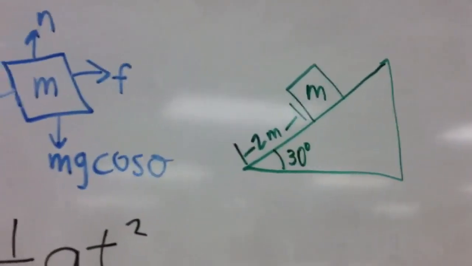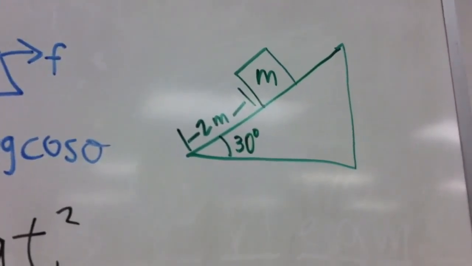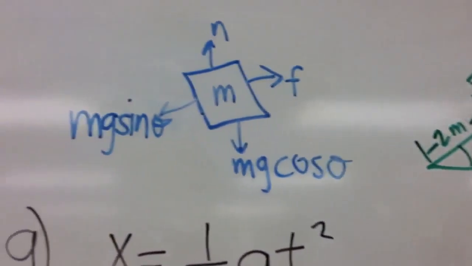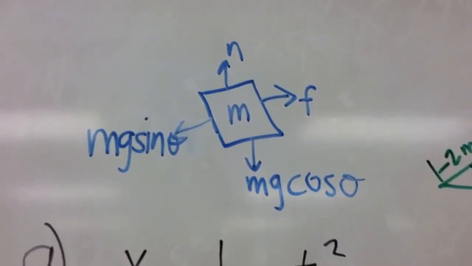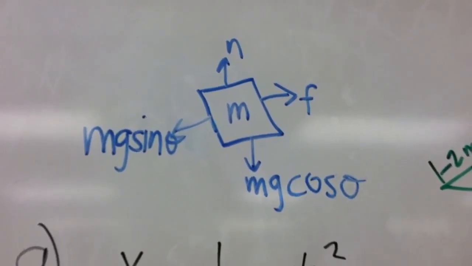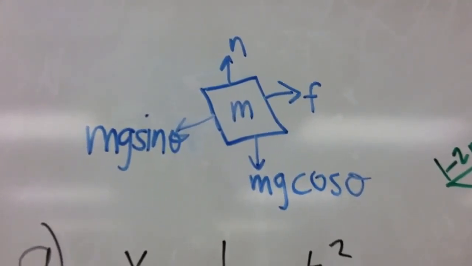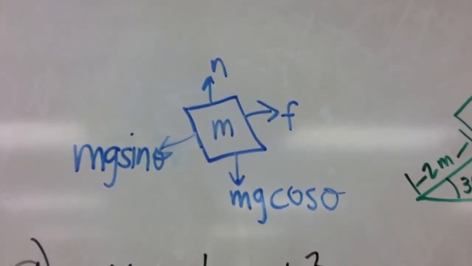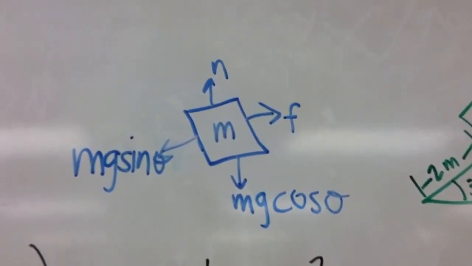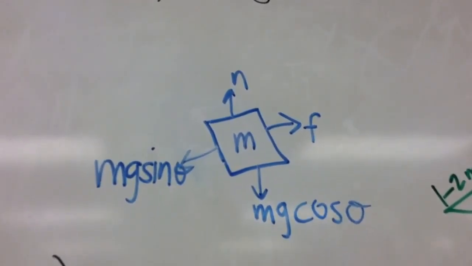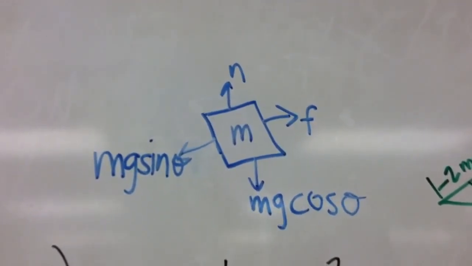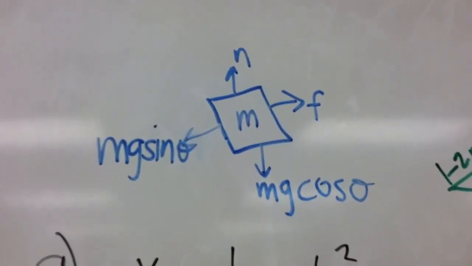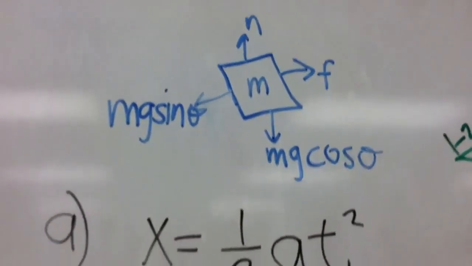So first we'll start by looking at the diagram. We know that the length of the slope is 2 meters and the angle is 30 degrees. And so we want to start out by drawing a free body diagram of the block on the slope. We know that the mg cosine theta is the force of gravity on the block, and it is opposed by the normal force of the slope. And then in the x direction we have mg sine theta, which is the acceleration of the block down the slope, and it is opposed by the force of friction.